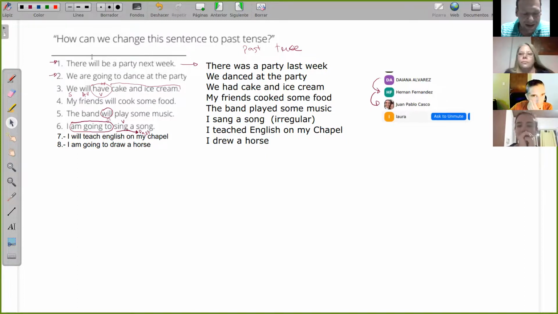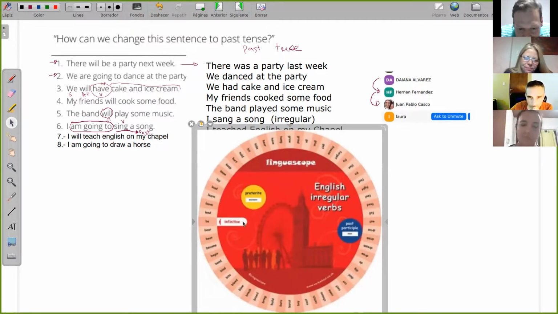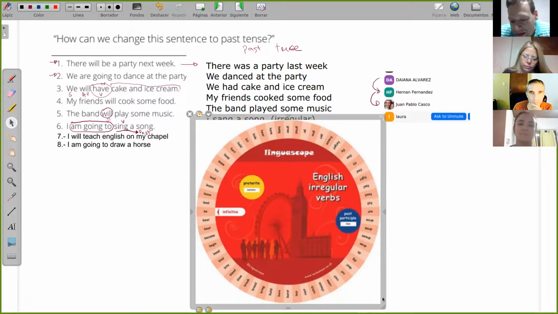Déjenme que busco una. Bueno, me salió la imagen para francés, pero bueno, vamos a poner en inglés. Este tipo de tablitas o circulitos que son como unas planchitas. Ustedes van girando, entonces ponen el infinitive, y les dice el pretérito, que sería el simple past, y el past participle, que no lo vimos, pero es cuando decimos we had gone, el participio, que en español es participio también.